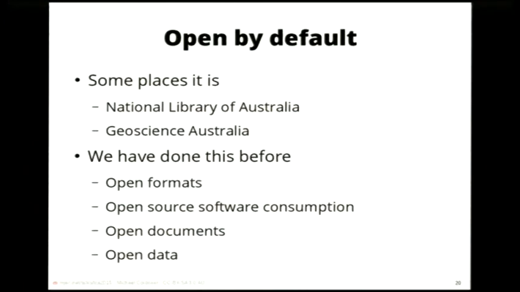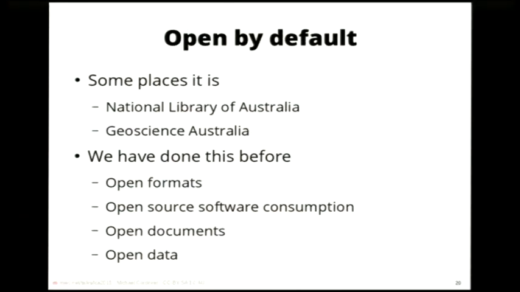This is really important. I think this is the next big step for the open software, for the free software movement. We have done it before. We have worked towards the use of open formats. I know that DocX is not well documented, but the fact that it's documented at all is because people in the free software community pushed for the use of open data formats. We have open source software being used within government. It's now considered a viable option when governments are tendering for work. We have open documentation and open data.